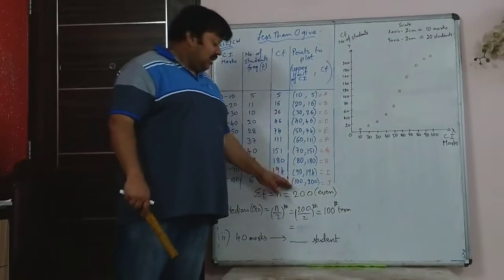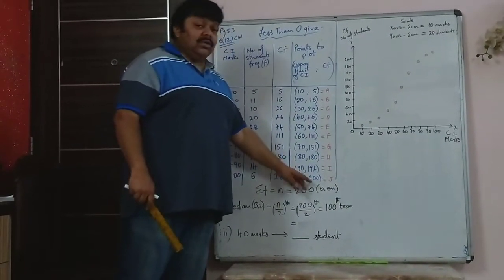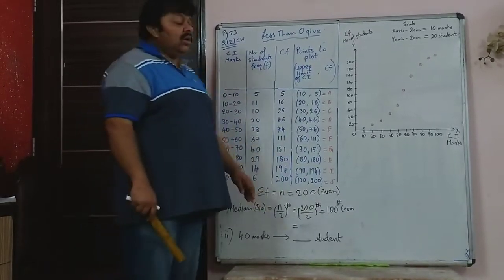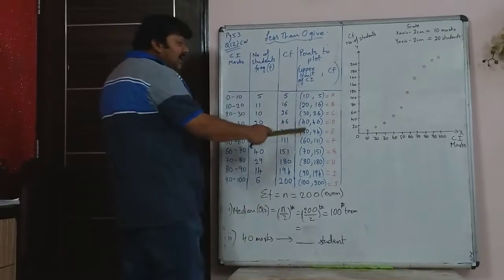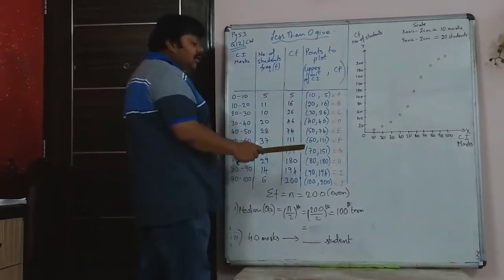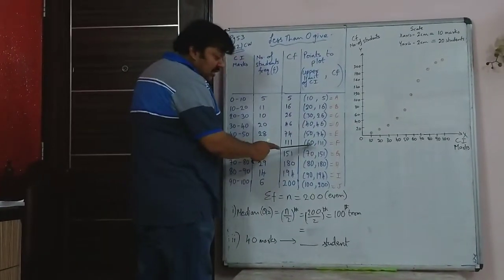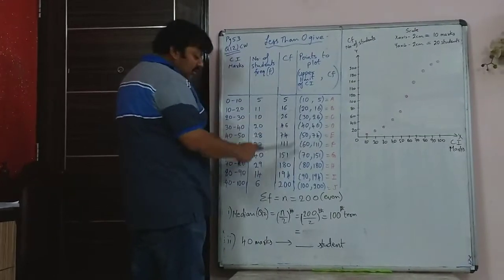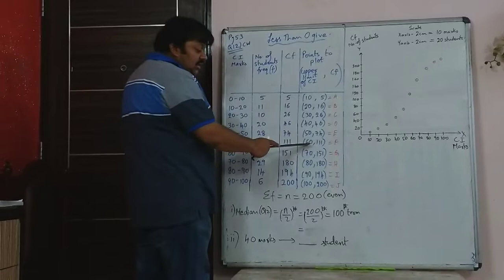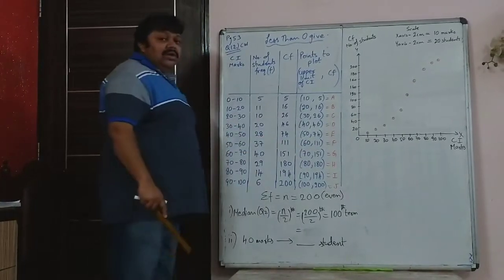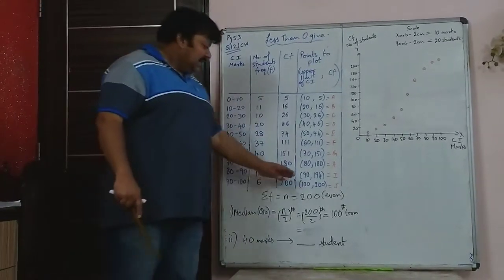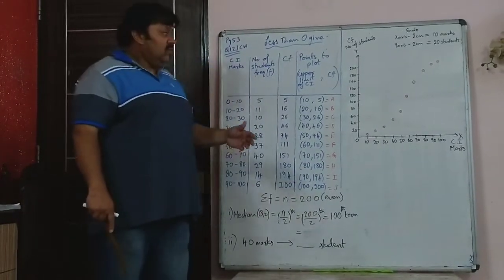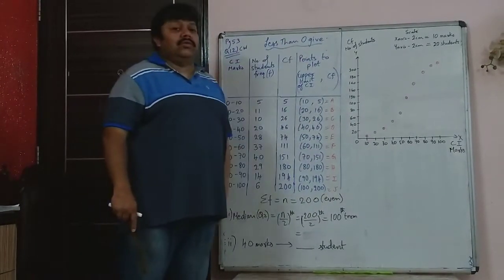And obviously, the entire class, that is all the 200 students, are getting less than or equal to 100 marks. So that is why this is called less than graph. So looking here, you can say less than 60 marks, 111 students out of the total 200 students. Less than 90 marks is 194 students. So that's why it is called a less than ogive.